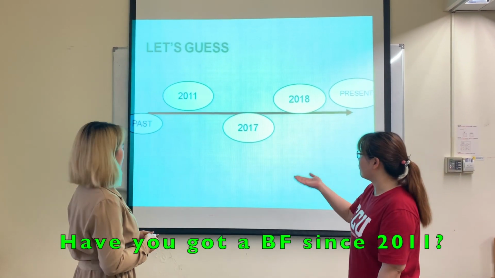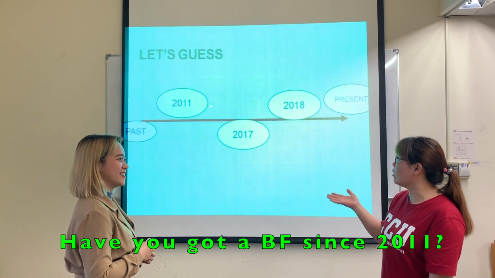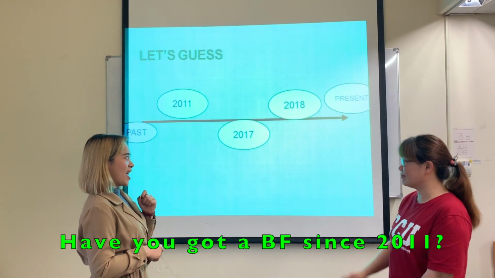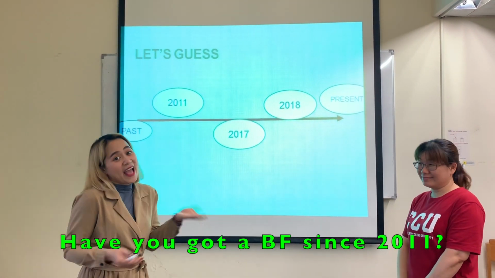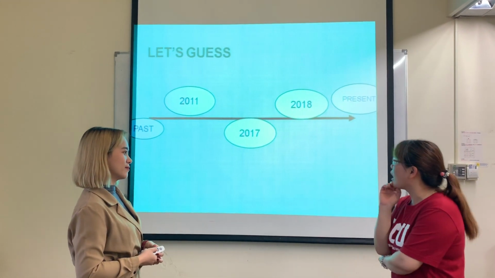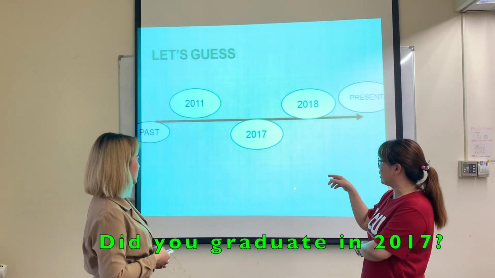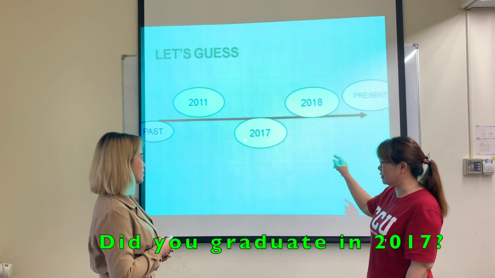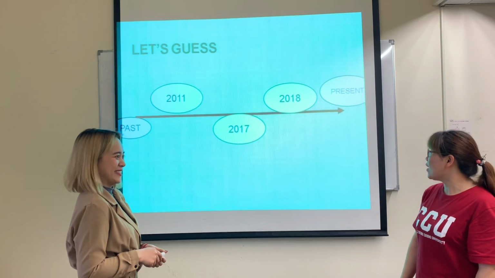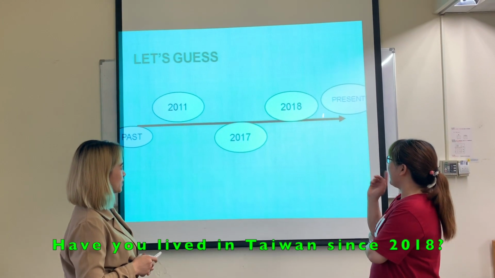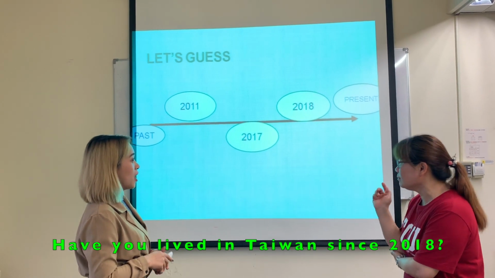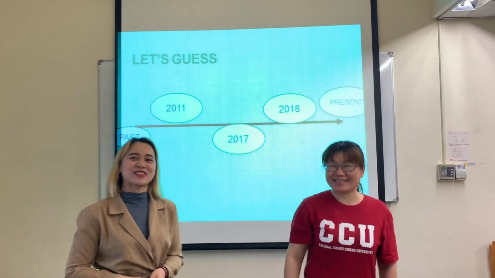Yeah. Kate, have you got a boyfriend since 2011? Let's see. No, I haven't. Now another try. Okay, and teacher Kate, did you graduate in 2017? No, I didn't. Okay, teacher Kate, have you lived in Taiwan since 2018? Very good. Yes, that's right.